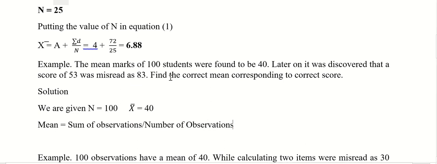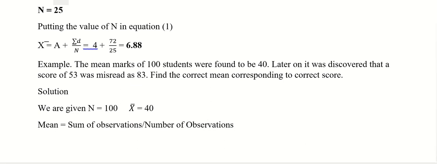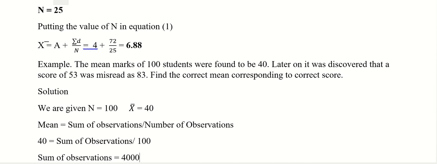Now we will apply the values. Mean is already given to us, that is 40. So mean 40 equals sum of observations, which is not given to us, that we have to calculate, divided by number of observations, which are 100. So by this we can calculate sum of observations. Sum of observations equals 100 into 40, it becomes 4000, right? So this is how we have obtained sum of observations.